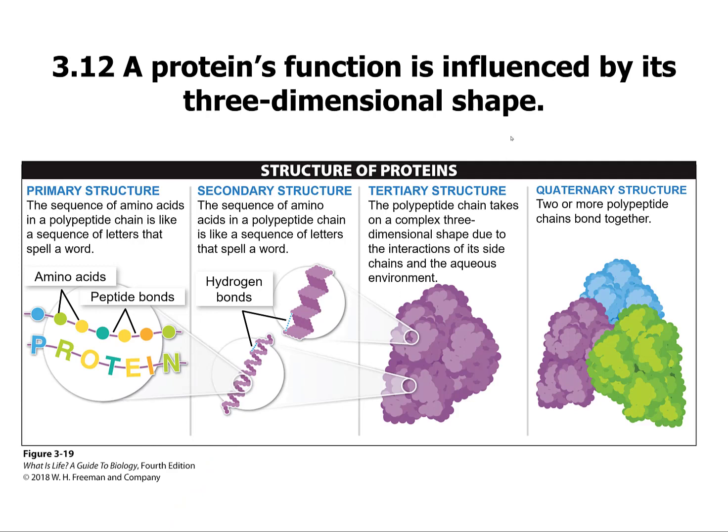So protein's function is influenced by its three-dimensional shape. Oh, you're going to get tired of me saying that. But the amino acids are the primary structure, and they're held together by peptide bonds, or amino acid bonds. Formally, the idea is a peptide bond is the fancy chemistry name for linking the amino acids together.